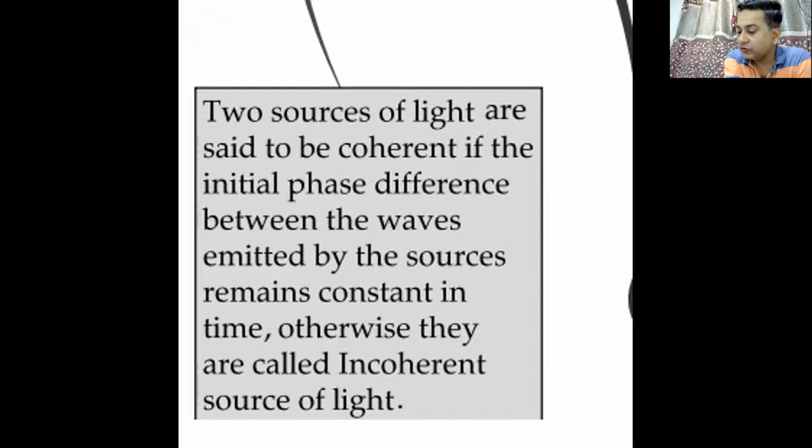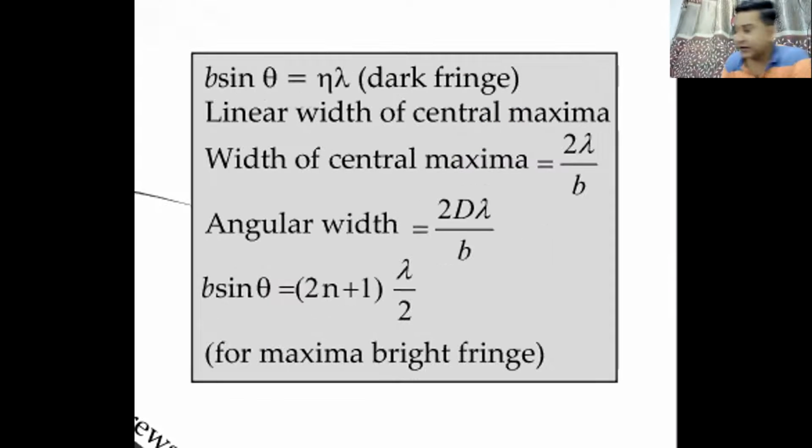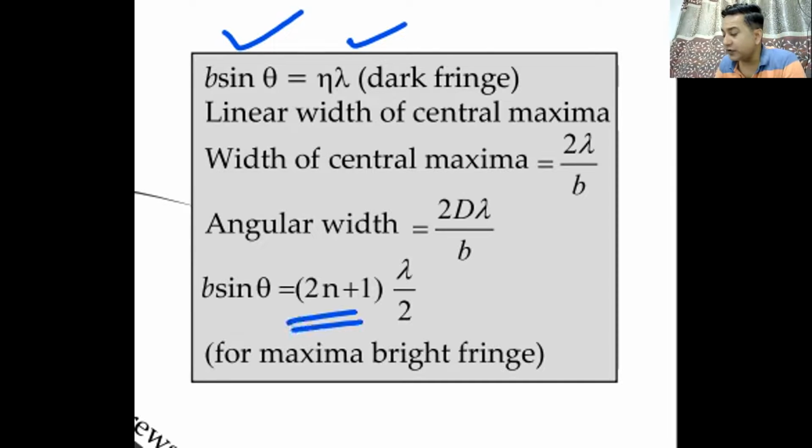Then we had moved on to diffraction by a single slit, and we had seen the formula for diffraction by a single slit. We had seen that in a single slit, for path difference n lambda, we have dark fringes. And for 2n plus 1 lambda by 2, we have bright fringes. Remember this? Here this is given interchanged.